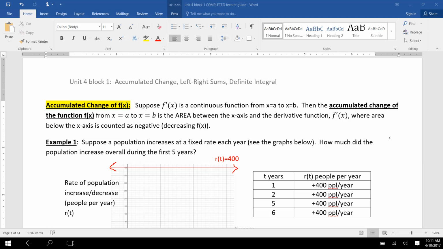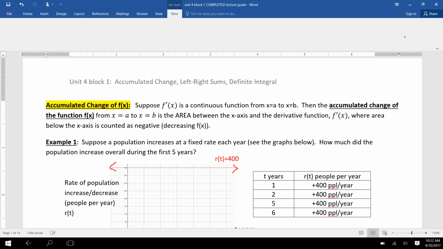This is Unit 4, Block 1. In Unit 4, we're going to learn about the integral. We're going to talk first here about the definite integral. So first, notice here in writing, the accumulated change of the function f of x.